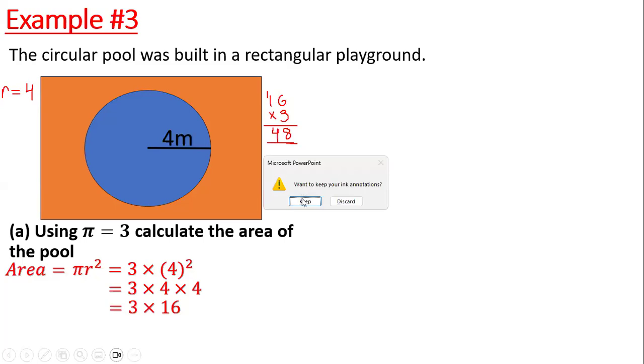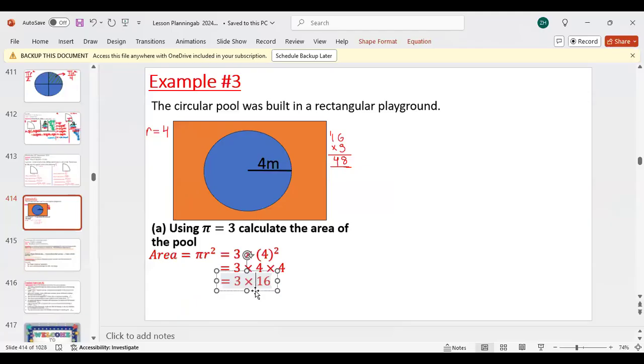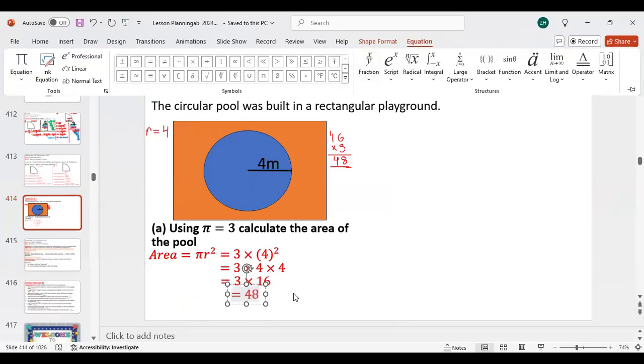48 meters squared. Meters squared in this case. 48 meters squared.